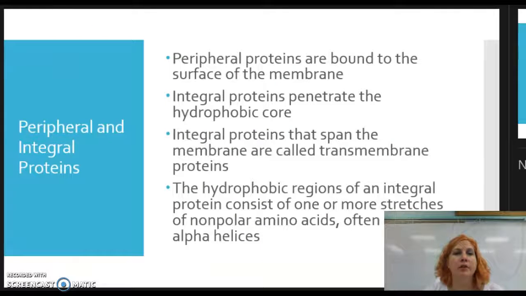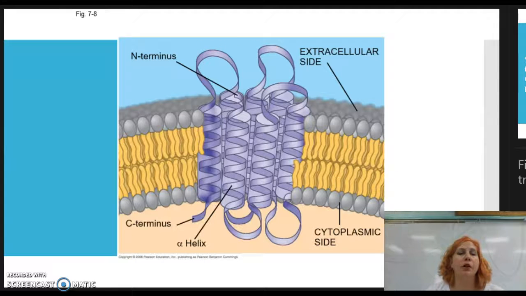Peripheral proteins are bound to the surface of the membrane. Integral proteins penetrate the hydrophobic core. Integral proteins that span the membrane are called transmembrane proteins. The hydrophobic regions of an integral protein consist of one or more stretches of nonpolar amino acids, often coiled into alpha helices. So here is a model diagram showing the structure of a transmembrane protein. You can see that there are regions that are hydrophobic and there are regions that are hydrophilic. So the hydrophobic regions would be here in the middle, and the hydrophilic regions would be here on top and here on the bottom. So both the cytoplasmic and extracellular sides would be hydrophilic.